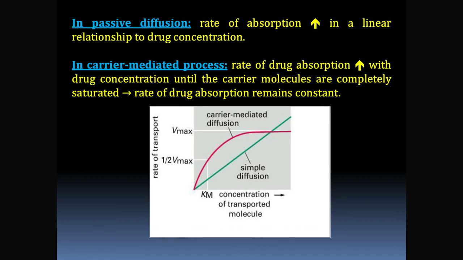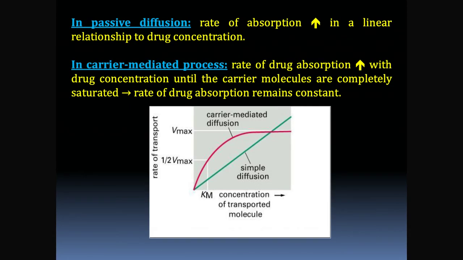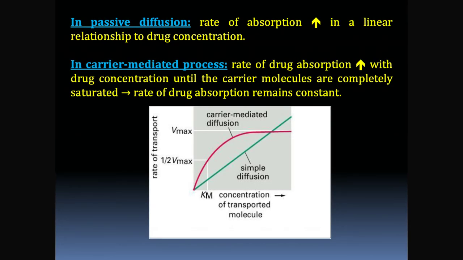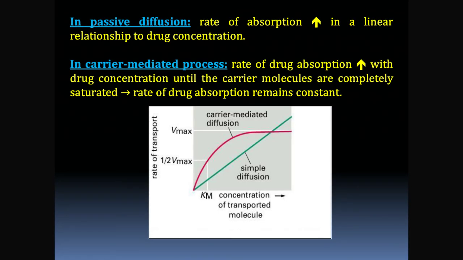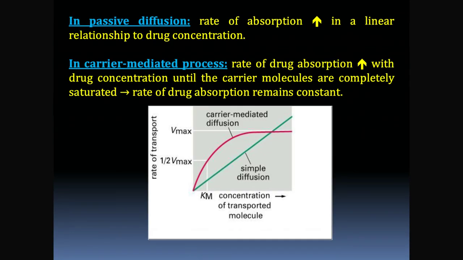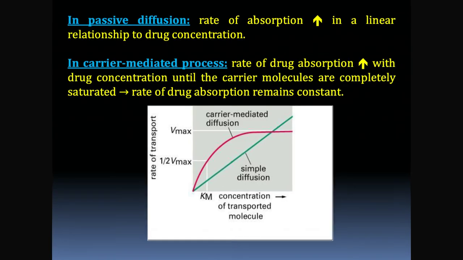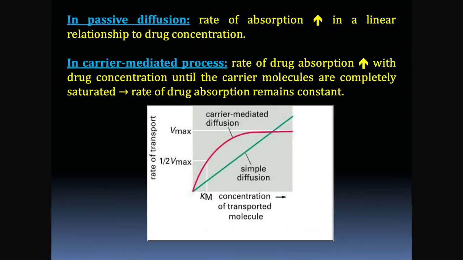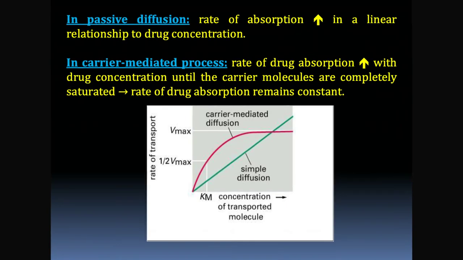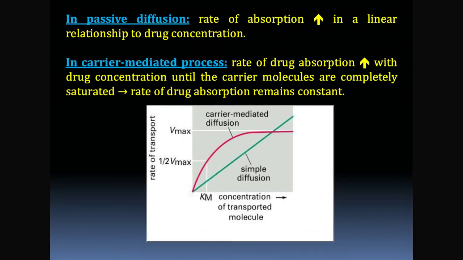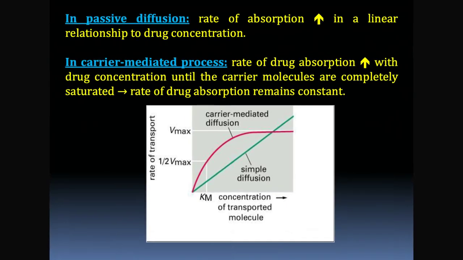Pay close attention to Km on the x-axis, which marks the precise concentration needed to achieve half of that maximum transport rate, effectively measuring the affinity between the drug and its carrier. While simple diffusion is non-saturable, this carrier-mediated system is strictly governed by Michaelis-Menten kinetics, meaning that once you hit that Vmax ceiling, adding more drug will not accelerate absorption further.